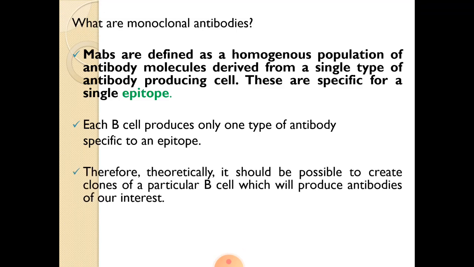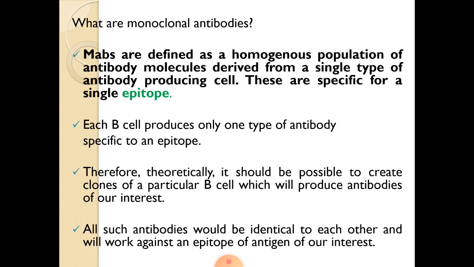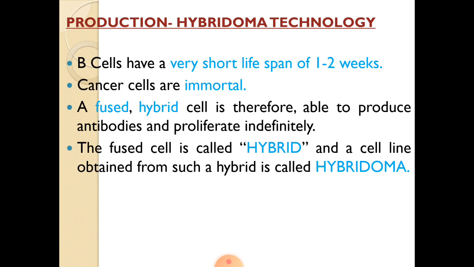Therefore, theoretically, it should be possible to create clones of a particular plasma cell derived from a particular B cell which will produce antibodies of our interest. All such antibodies would be identical to each other and will work against an epitope of antigen of our interest. Then, how are these MABs produced? They are produced by what is known as hybridoma technology.